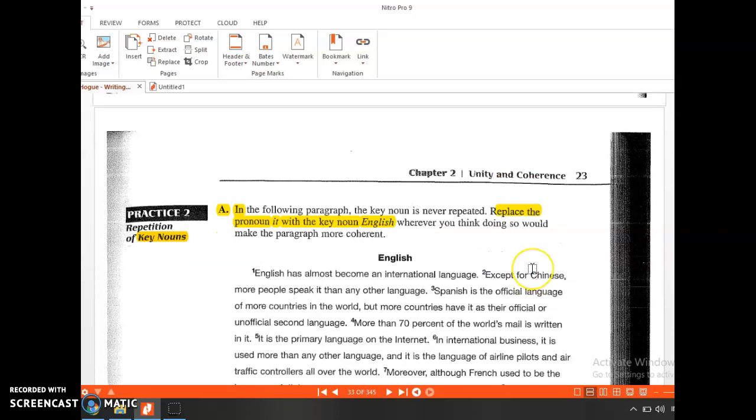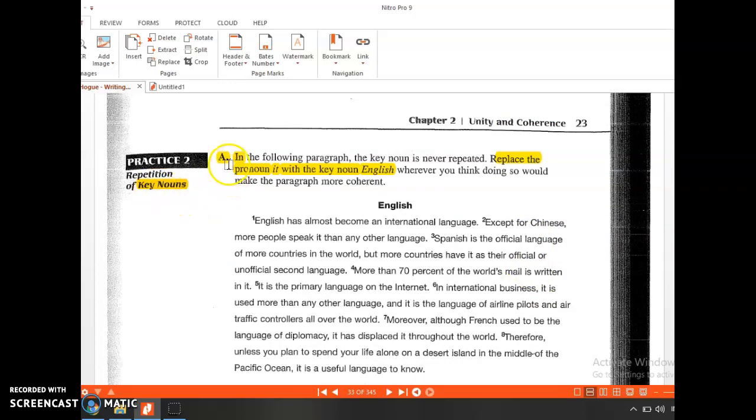Now you have to practice here. Repetition of key noun, A. In the following paragraph, the key noun is never repeated. Replace the pronoun it with the key noun English wherever you think doing so would make the paragraph more coherent. So this is what you have to do. When it is necessary, replace it with English. If it is more appropriate to keep it, then do not change it.